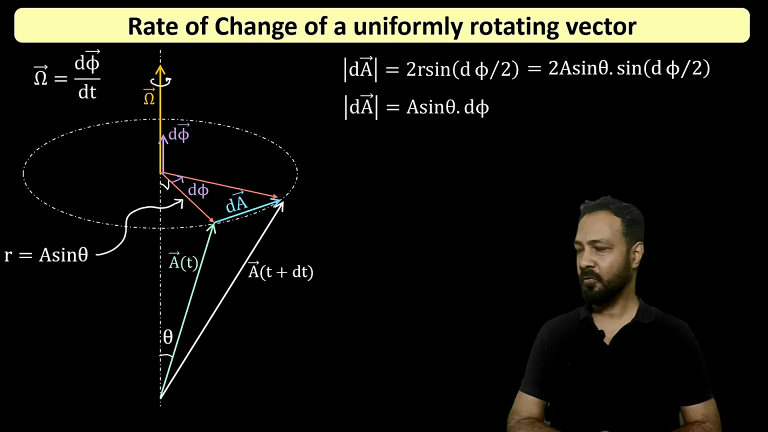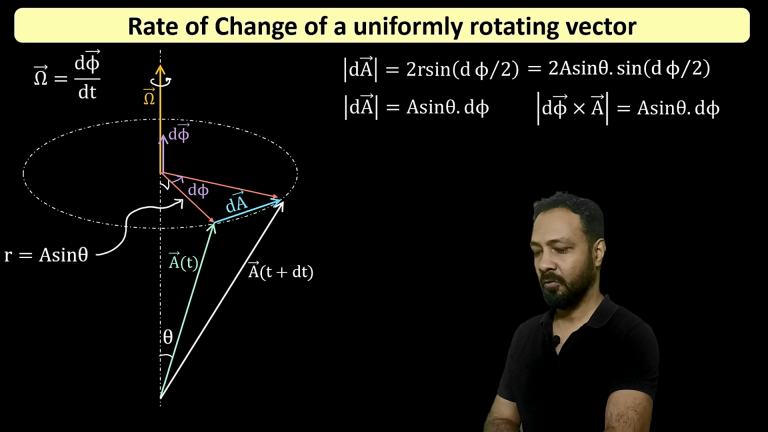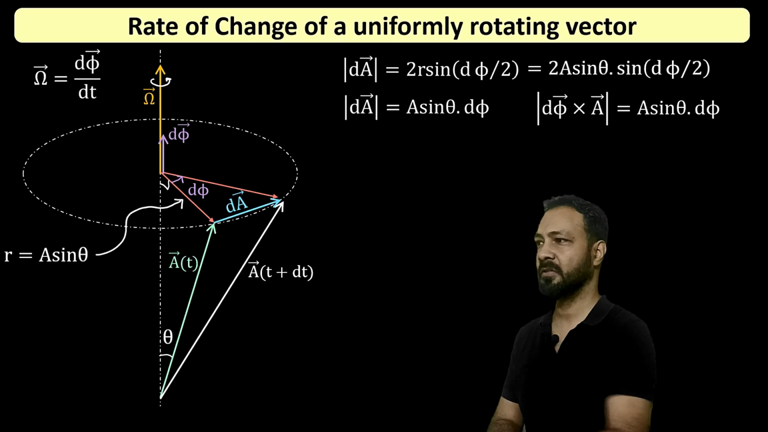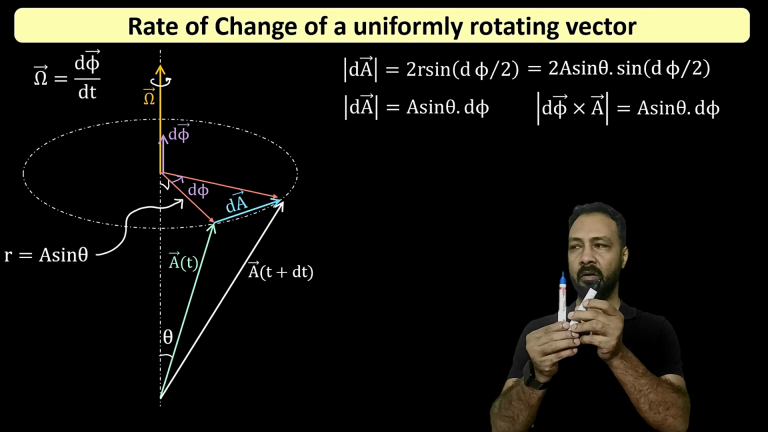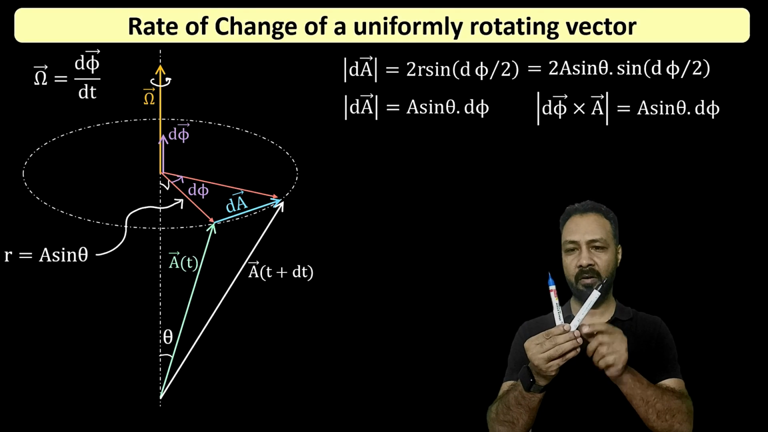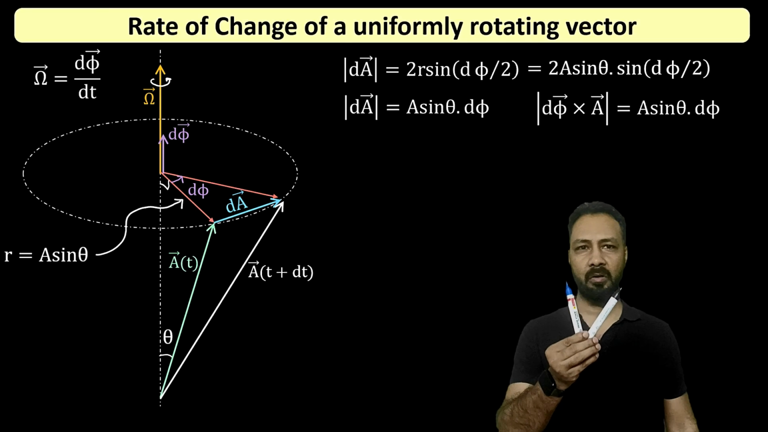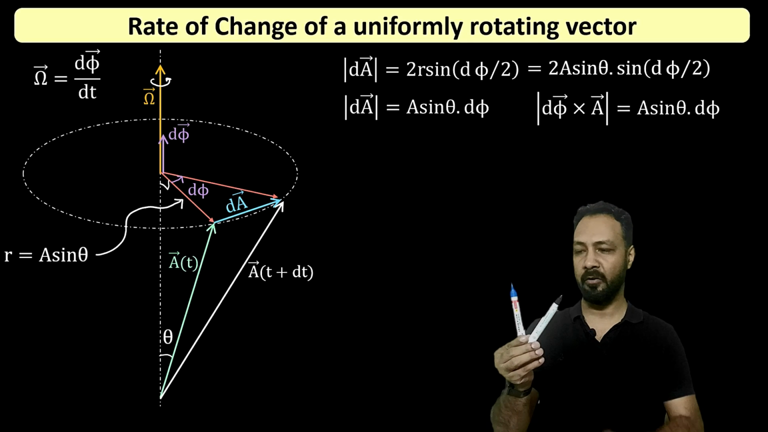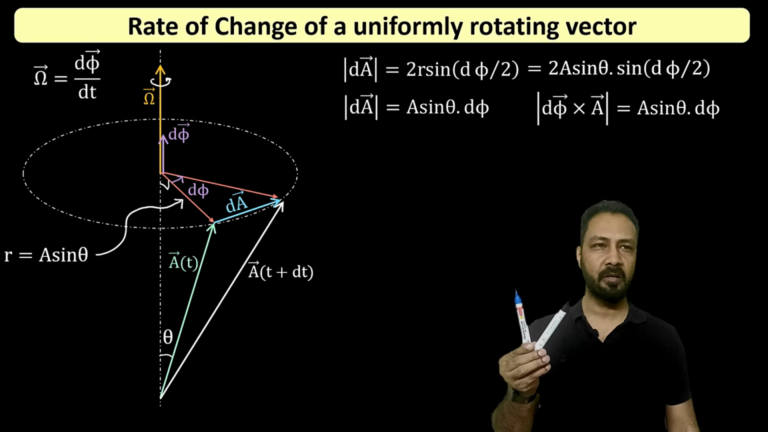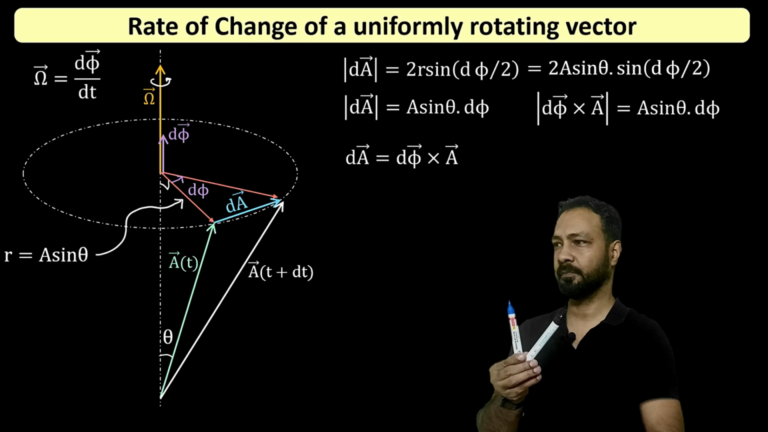And now I want to find the d phi cross A vector. So suppose this is d phi vector and this is A vector. The angle between d phi vector and A vector is always theta. So using the cross product, I can write the magnitude of their cross product is A sine theta d phi, and their direction.